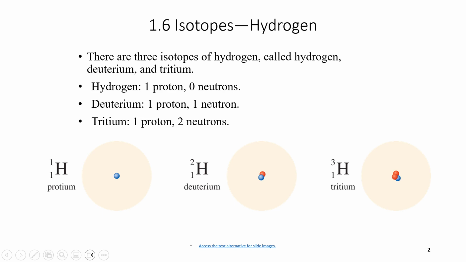Let's look at hydrogen. Hydrogen has 3 isotopes. This is protium, or hydrogen, this is deuterium, and this is tritium. For the first isotope, we note that it's got 1 proton but no neutrons, and we denote it as 1, 1, because 1 plus 0 gives us 1. For deuterium, we have 1 proton and 1 neutron. The sum of the two, or A, will be 2. That is the mass number.